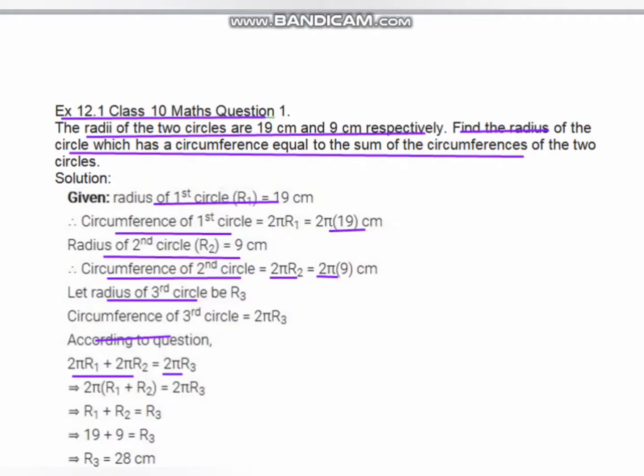So we can cancel out this 2 pi, 2 pi. So r1 plus r2 is equal to r3. So 19 plus 9 is equal to r3. So the value of r3 is equal to 28 centimeter.